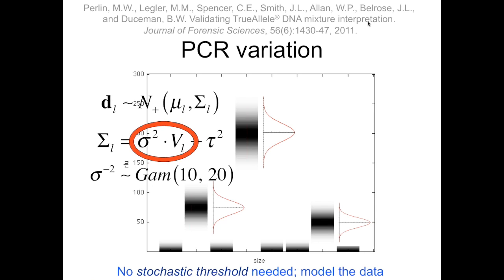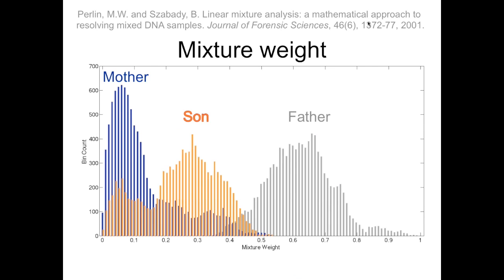So because PCR is a counting process, its variation varies with peak height. And again, the computer works out what that variation is, what the sigma squared parameter is, from this Bayesian model, depending on what the data is trying to tell it. And that's why no stochastic threshold is needed. It's worked out directly from the data, customized to each experiment.